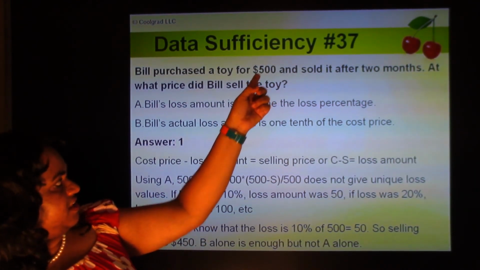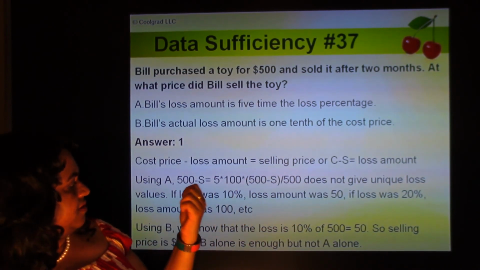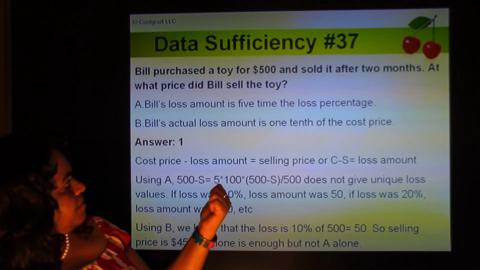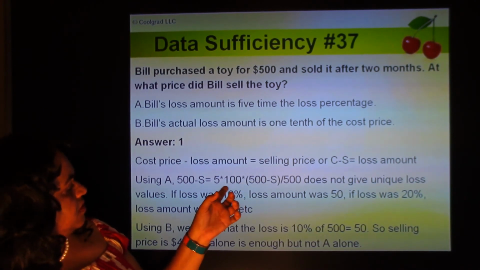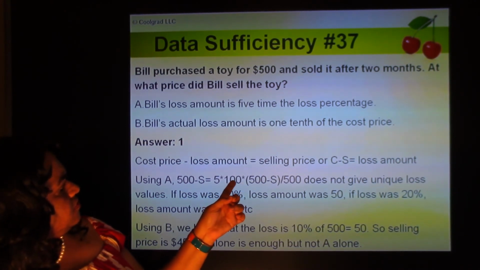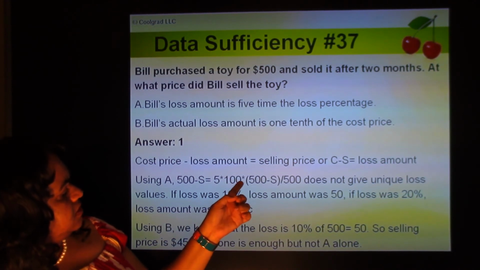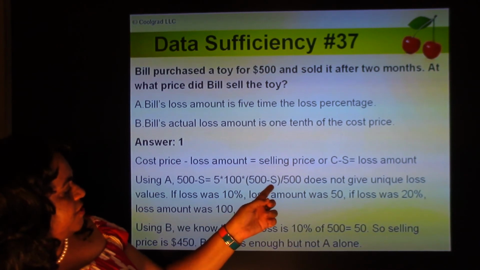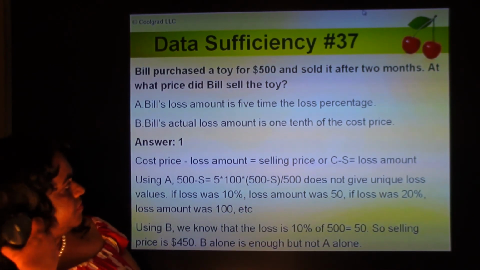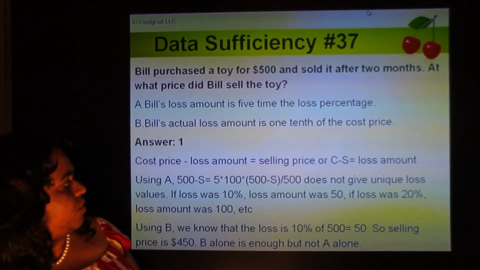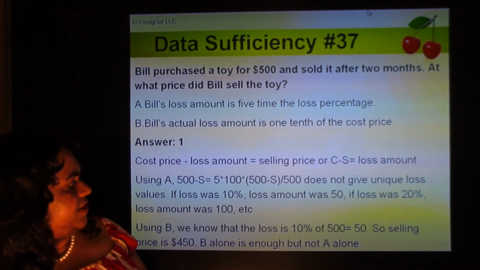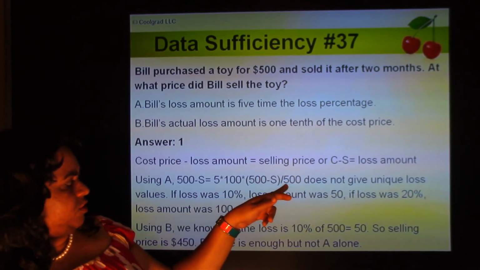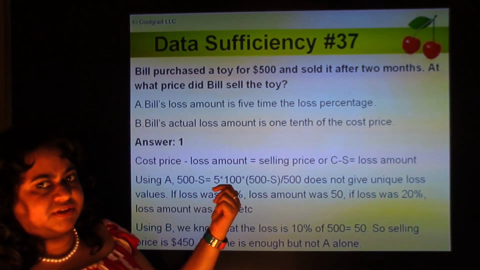So the cost price C is 500, okay? C 500 minus S is equal to 5 times 100 times 500 minus S divided by 500. So it is 5 times the loss percentage. So what is the loss percentage? It is cost price minus selling price, loss amount divided by cost price times 100. That's the loss percentage, right?